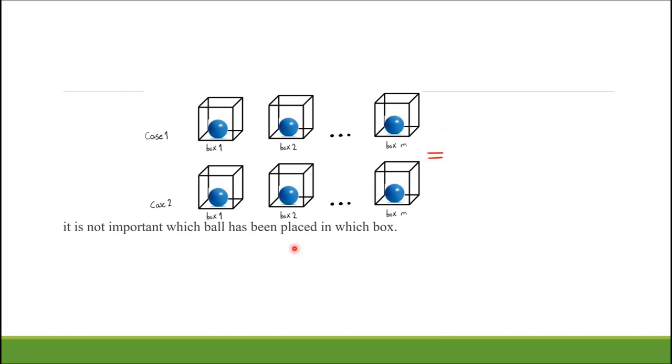As you can see in these pictures, let's consider the condition that all m balls must go into m specified boxes. There's only one way to do this, since all the balls are going into specific boxes. Imagine we can see inside the boxes. In two different cases, we have placed balls in the boxes randomly, as we can see it is not important which ball has been placed in which box, because they are all the same.